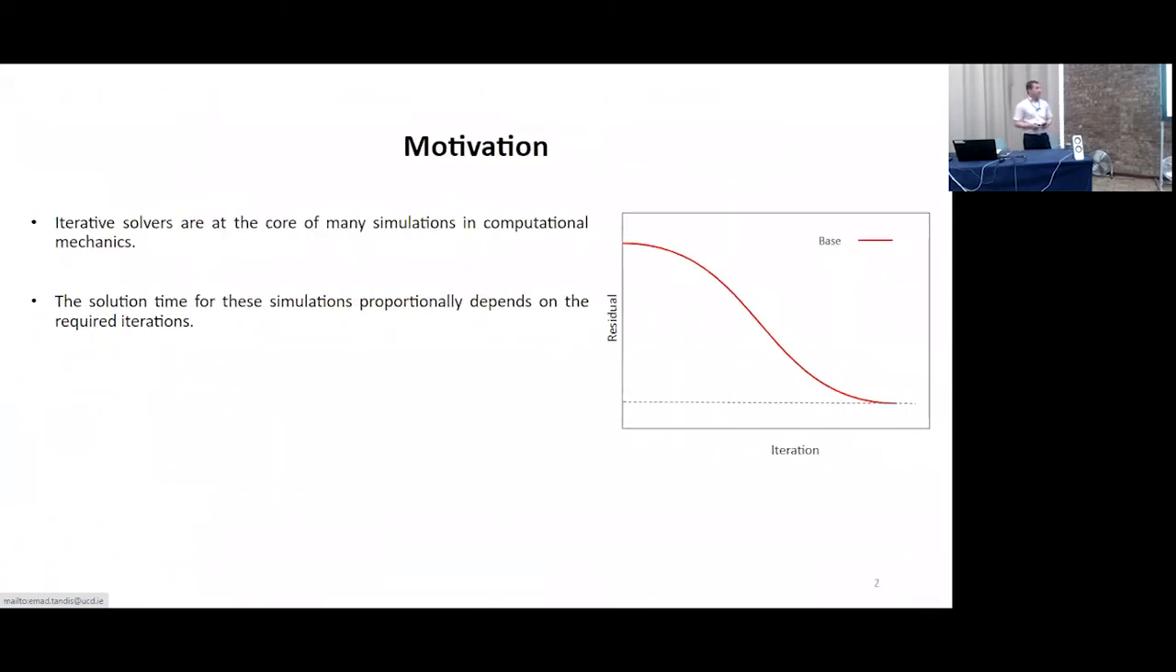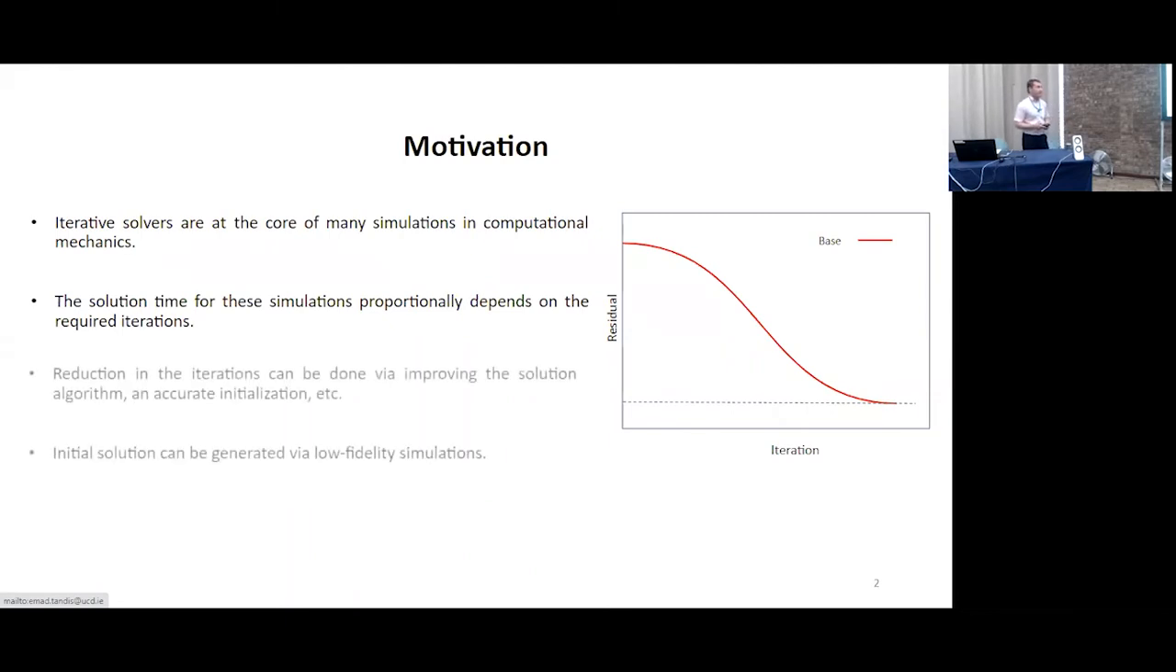So we know that iterative solvers are at the core of many simulations in computational mechanics, and mostly because the problems in this field are nonlinear. So we have no choice but to use mostly this solver. The convergence history of this solver looks more or less like the right-hand side figure. And as you can see, the residual requires some iterations in order to converge to the desired level. So if we can reduce the number of iterations, it means that we can decrease the solution time.